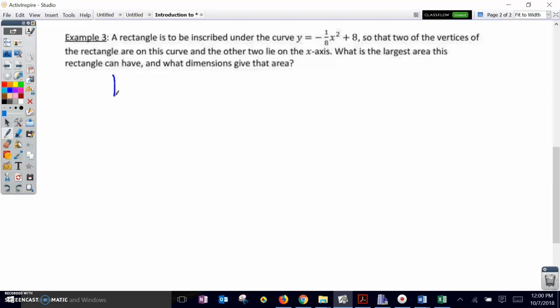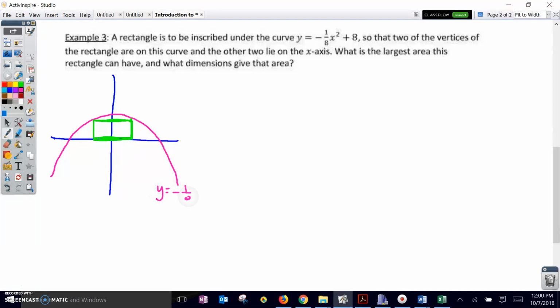So first I'm going to draw a quick little sketch of what's going on here. We've got a parabola that opens down, and we're inscribing a rectangle underneath this parabola. And we want to find the area of this rectangle.